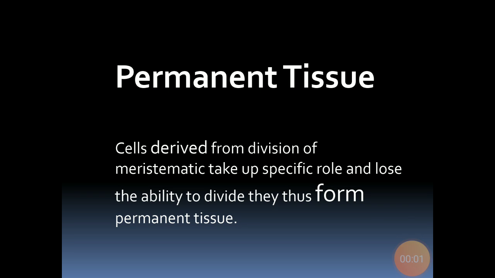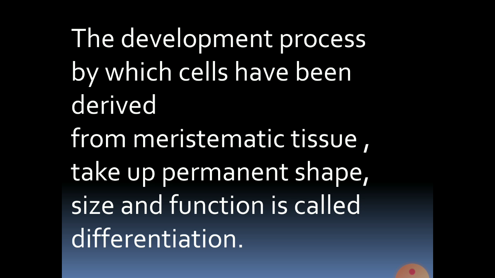So children, now we will discuss the permanent tissue. As we know, permanent tissue is derived from meristematic tissue. When meristematic tissue loses the ability to divide, it changes into the permanent tissue. So cells derived from the division of meristematic tissue take up a specific role and lose the ability to divide. They thus form permanent tissue, right?